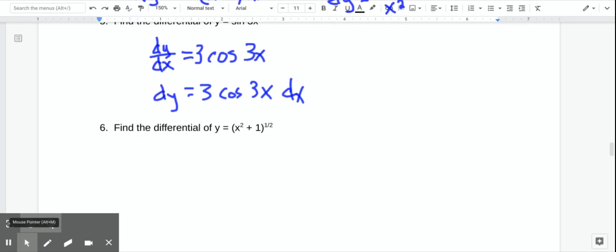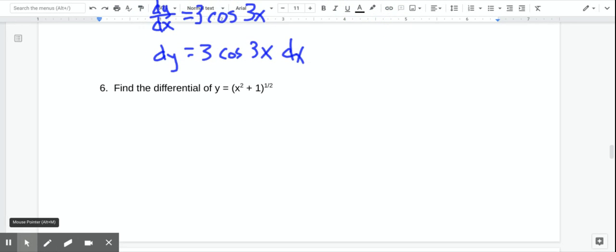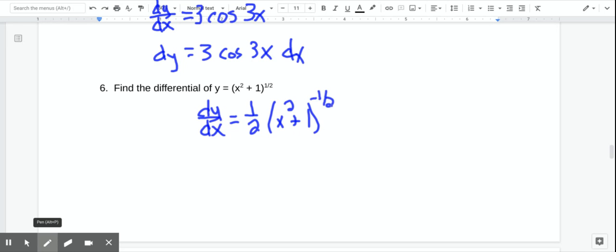All right, our last one is we want to find the differential of this. Looks like it's going to be a chain rule, so we have derivative of y with respect to x. Bring the 1/2 down, x squared plus 1 to the negative 1/2. And then there's a chain rule, so we need to take the derivative of the inside function, which is 2x. And the 1/2 and 2 are going to cancel each other out.